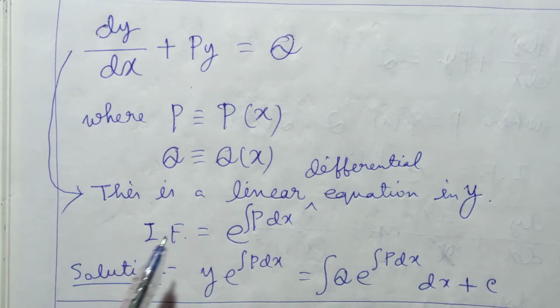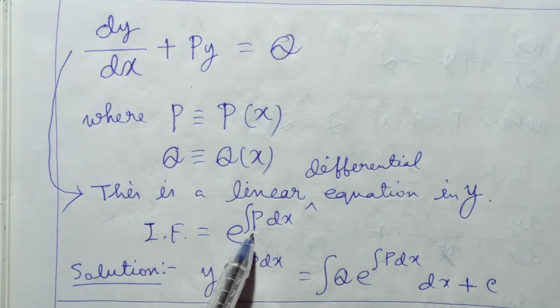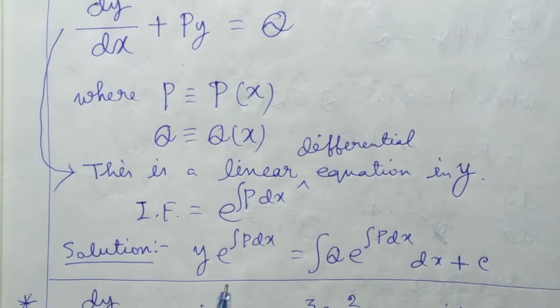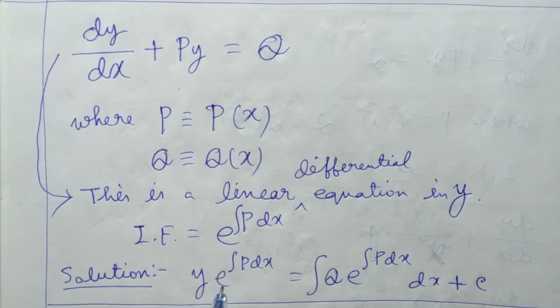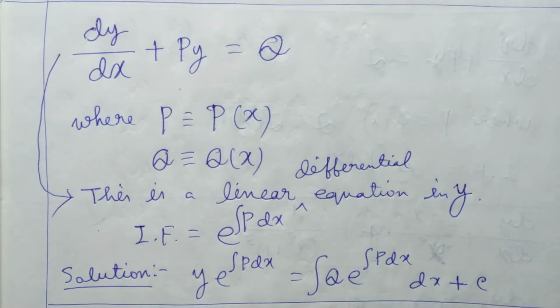Then the integrating factor of this equation is e to the power integration p dx, and ultimately we get the solution or primitive as y into e to the power integration p dx is equal to integration over q e to the power integration p dx whole dx plus c, c being an arbitrary constant of integration.